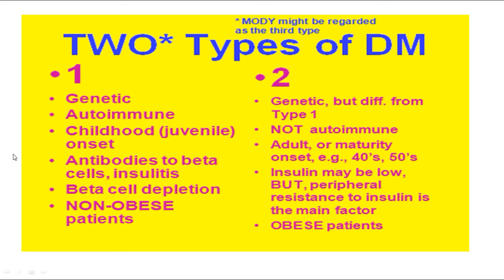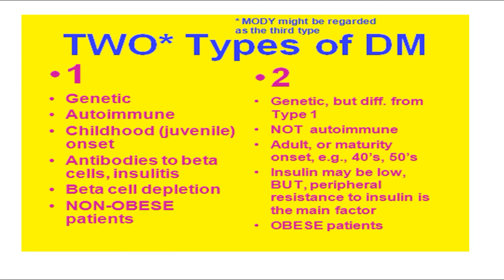Type 1 is mostly of genetic basis and autoimmune etiology. It occurs in childhood, so it is a very early or juvenile onset. In type 1, antibodies to the beta cells of the pancreas lead to destruction of the beta cells and insulitis. There is inflammation or lymphocytic infiltration around the beta cells of the islets of Langerhans, which is called insulitis, and that ultimately leads to beta cell depletion. The person is non-obese. In contrast, in type 2 diabetes mellitus there is some genetic basis but it is different from type 1. So type 2 is not an autoimmune disease.